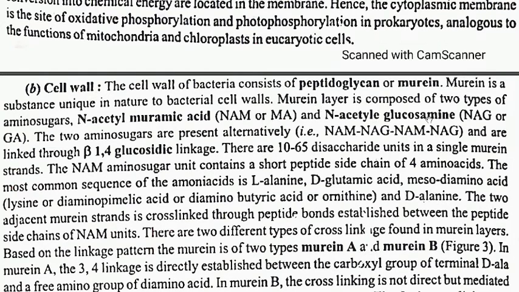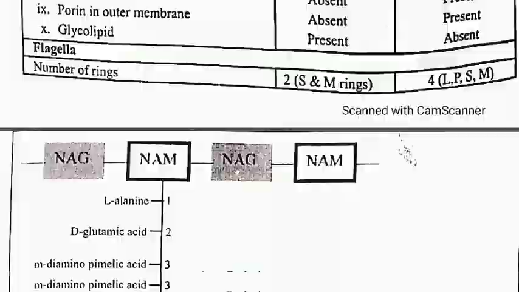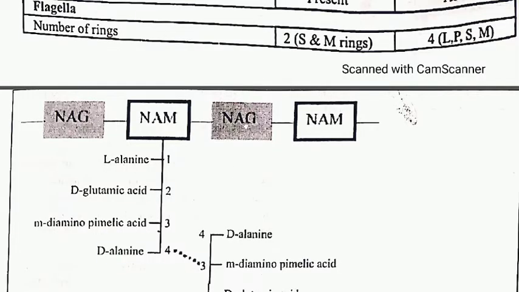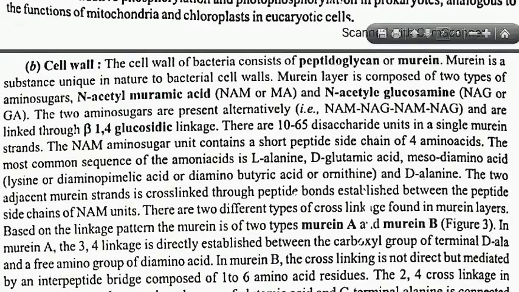This murein layer, if you see, has two types of amino sugars: N-acetyl muramic acid, NAM or MA, and N-acetyl glucosamine, that is NAG or GA. So you can see here NAG, NAM, NAG, NAM. Okay, and then it is attached to the 4 amino acids.